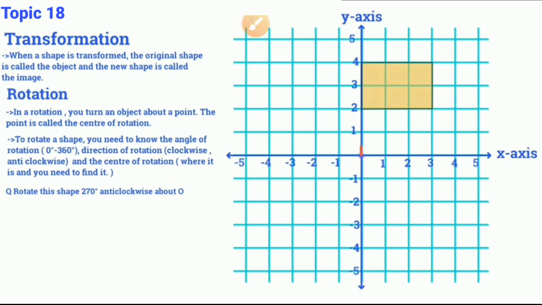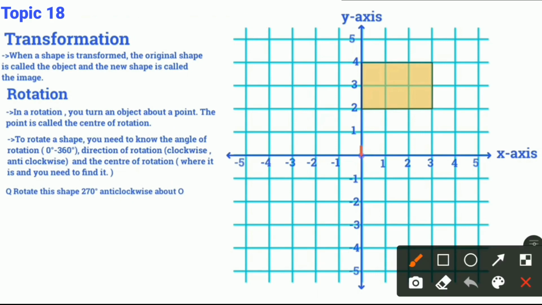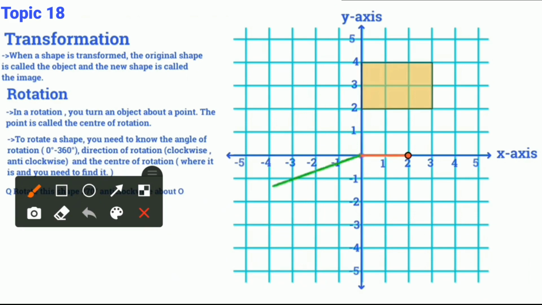Okay, so let's see the animation. You should watch this carefully. Just see carefully how to rotate this.